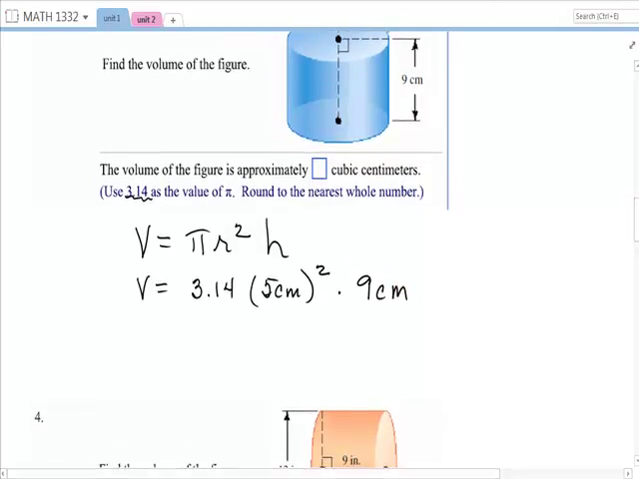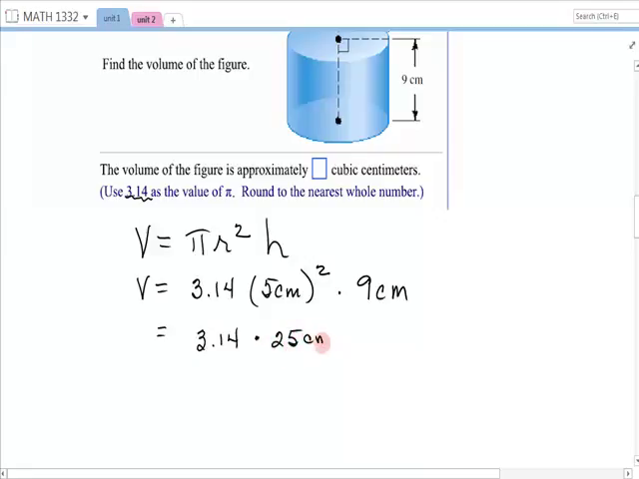Probably in the notes, I went ahead and did the squaring and did 3.14 times 25 centimeters squared times 9 centimeters, which is 706.5 centimeters cubed. You've got to look at my math lab to see in blue it gives you the interesting fact that you've got to round to the nearest whole number. This is going to be approximately 707 centimeters cubed.